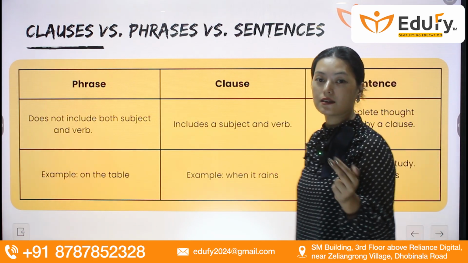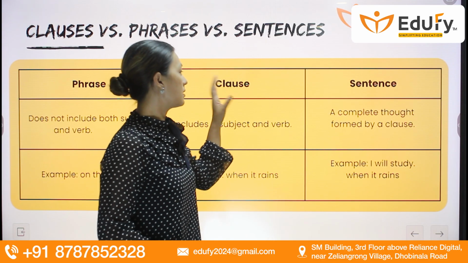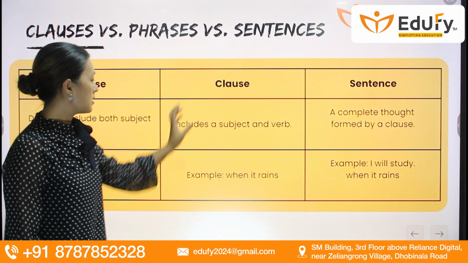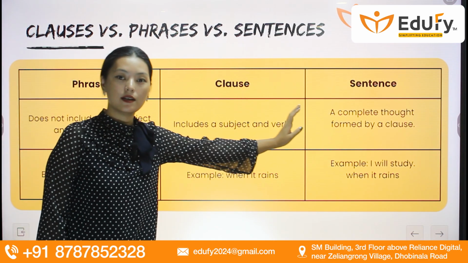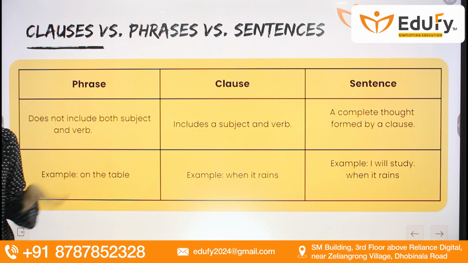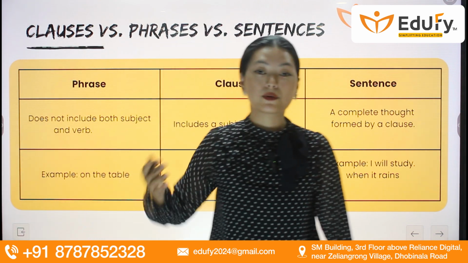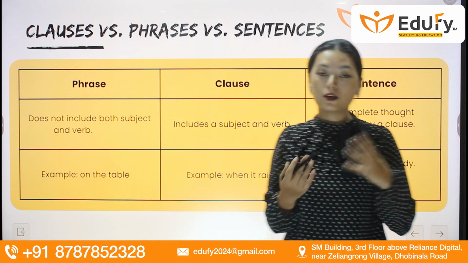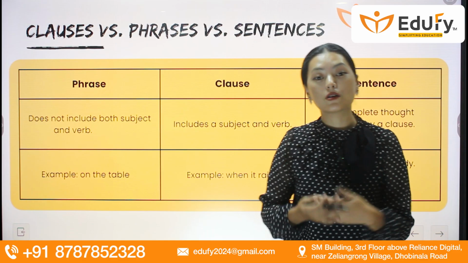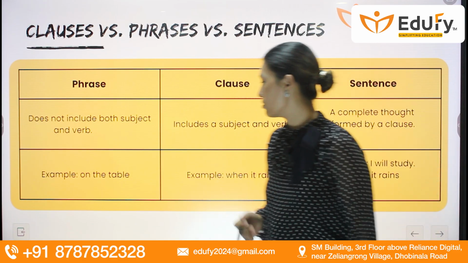Now, clauses are completely different from phrases. Again, when we look at clauses, they always have a subject and a verb. But when we look at phrases, they do not include both a subject and a verb. Sometimes it might just contain a verb. Sometimes it might contain prepositions. But a lot of times, phrases do not have a subject in the sentence. So it doesn't make complete sense either.